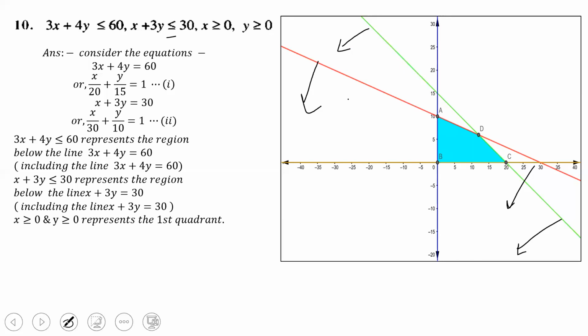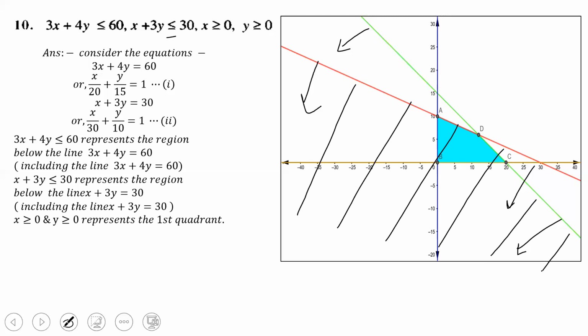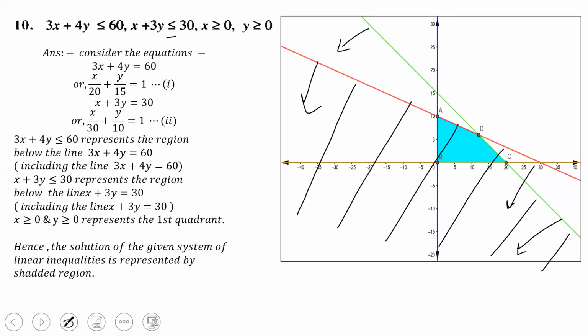Actually this total portion is the common region, but we just need the first quadrant, that is this diagram A, B, C, D, A. Okay, so write it down: the shaded portion is the solution of the given system of linear inequalities. Okay.